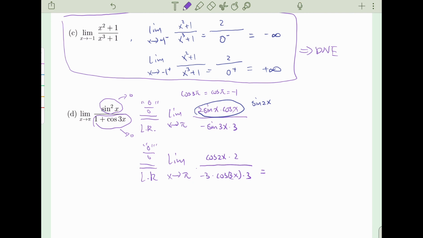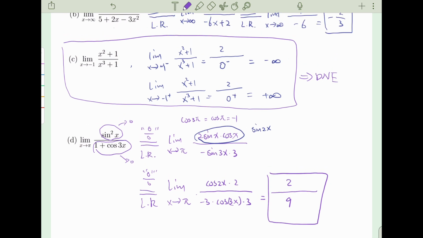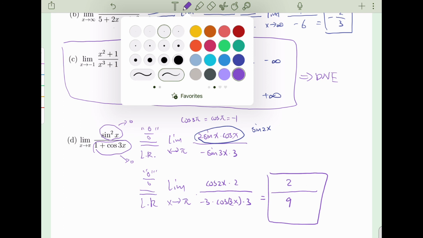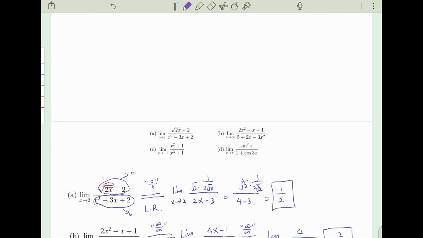Okay, so now I can plug in pi into this expression. Now I have cos of 2 pi, which is 1, right? So 2 here. At the bottom I have cos 3 pi, that is negative 1, right? Negative 1 times negative 3, that's 3, so it's 9 here. So 2 over 9, that is the answer. Okay, so this is the trig function identity. I keep this in mind. If you're not familiar with it, look up the formula in the textbook.